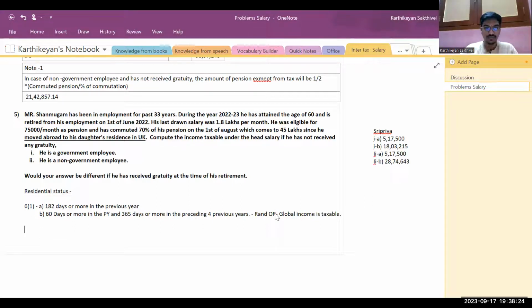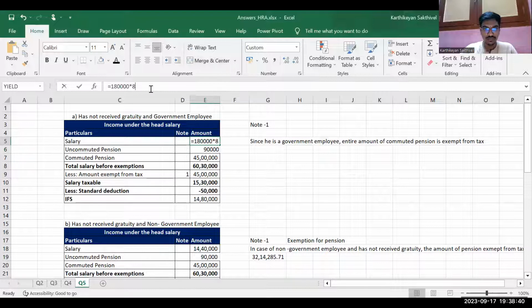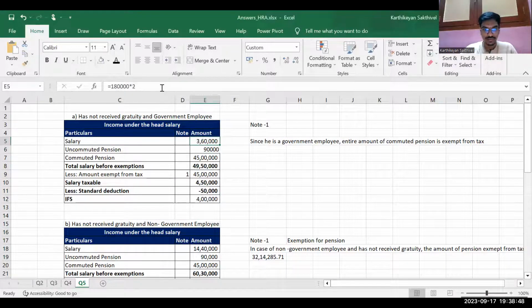Now we'll go to solving the problem. So first, he has not received a gratuity. Until 1st June, he was in employment, correct? So basically, for how many months would he have been getting salary? April and May, 2 months, right? Correct? Yes, sir. April and May, 2 months.